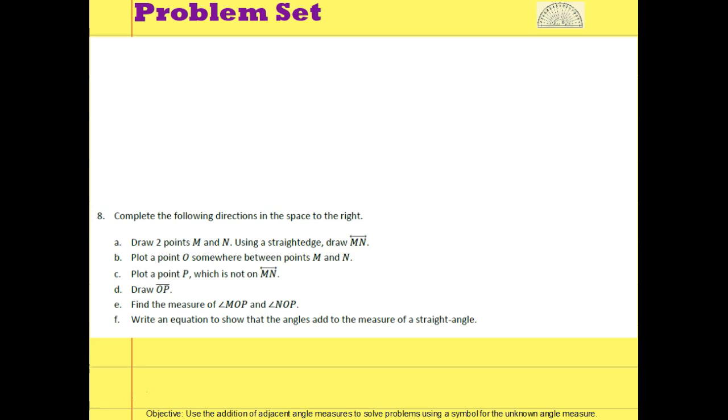All right, complete the following directions in the space provided. Draw 2 points, M and N. So we have M and N, and I don't have a straight edge, so please use a straight edge, and I'll do the best I can to draw this. And this is a line. So I'm going to draw a line through here. And I know it's a line because I'm going to put arrows on both sides, meaning it goes on forever in both directions.